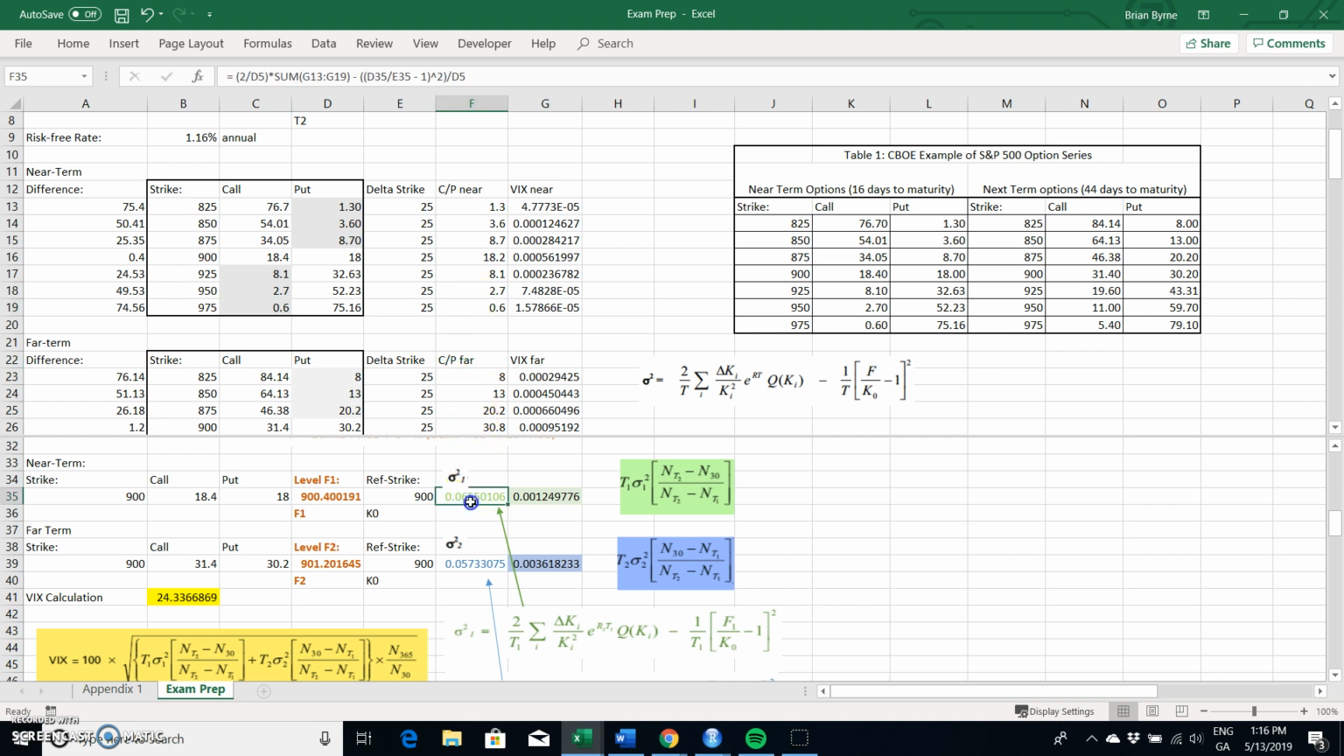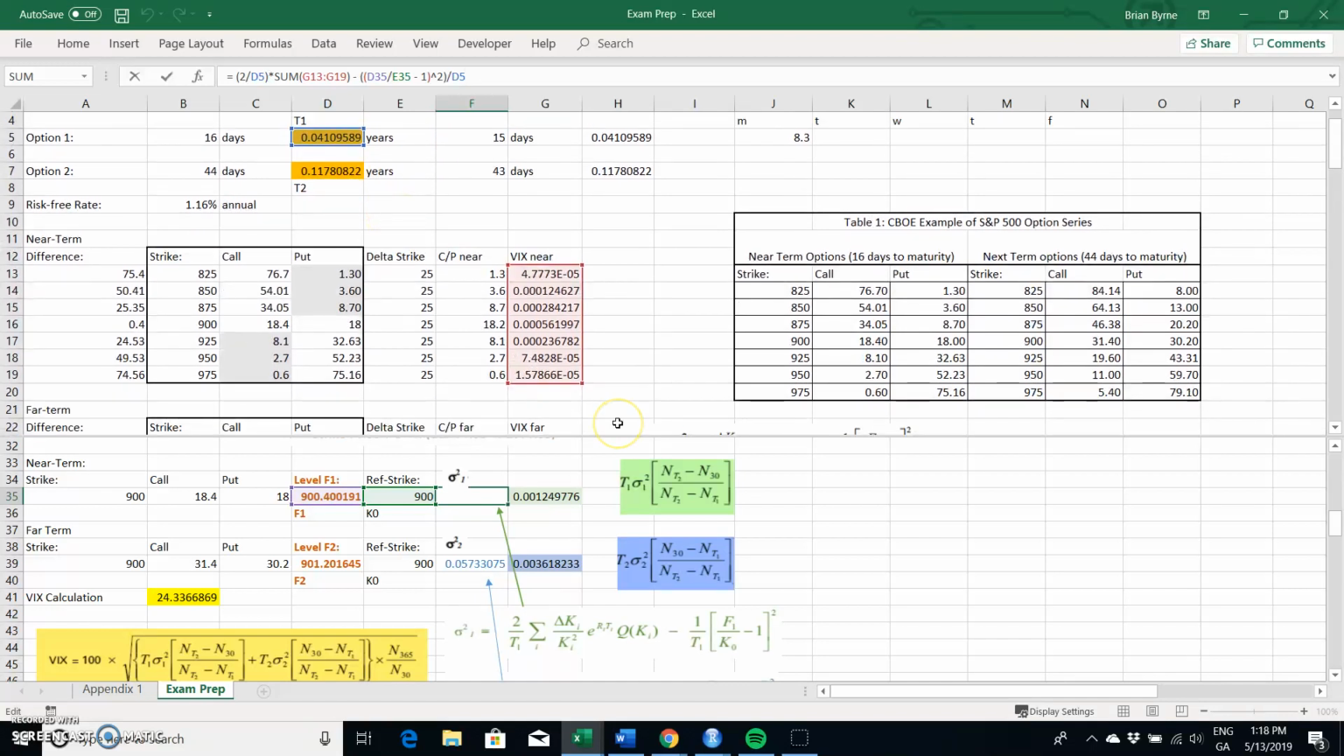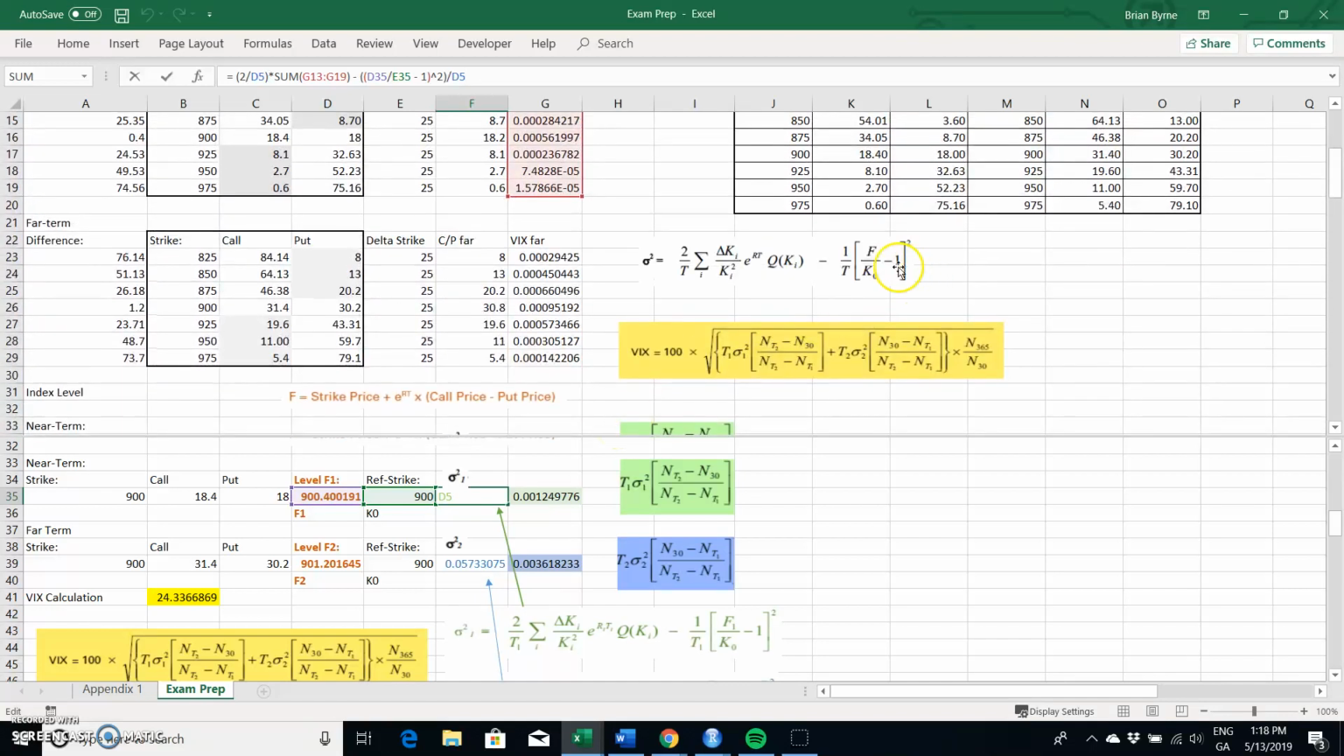So when we come down here and run the estimation, we're summing these values, which are captured here, and we're multiplying by 2 divided by T. T is the relevant time period, in this case, the 15 divided by 365. And then finally, we're using 1 over T, F over K0 minus 1 squared for here.